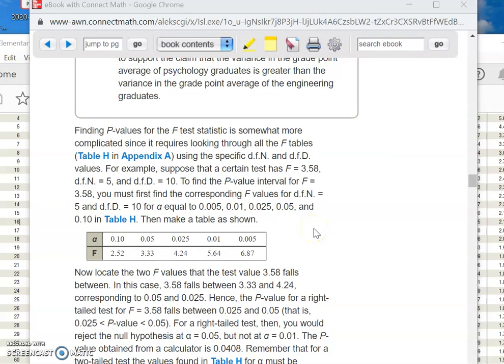Now, in real life, it's all done on calculators or web programs. We're trying to learn how to do this using the tables. Trust me on this. It's worth doing a few times just to get the idea, and it helps you understand the tables. But in reality, it's all going to be in the programs that you're going to use.